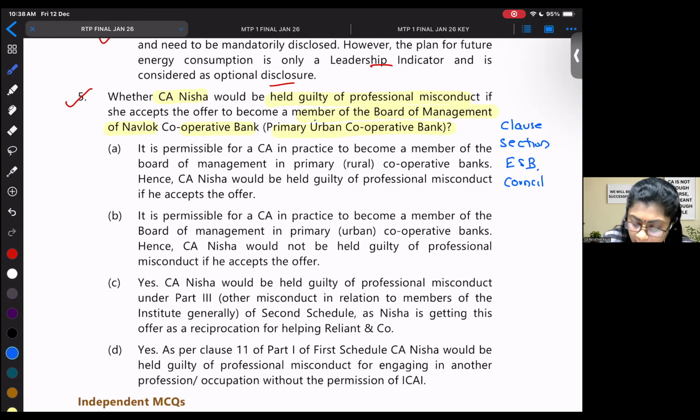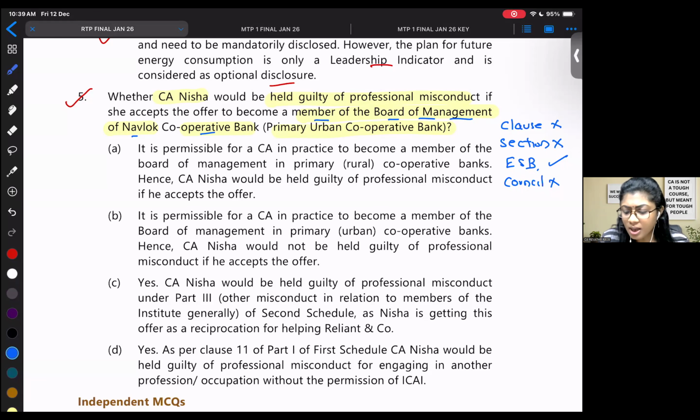Can you say member of board of management? Where have you heard? CA becoming member of board of management of an urban cooperative bank. Very good. It is not a clause; we have 35 clauses now. It is not in the section. It's not council regulations or guidelines. It is in the ESB. Can you become a member of a cooperative bank? A regular director becoming a member is generally allowed. You should not involve yourself in the routine operations.